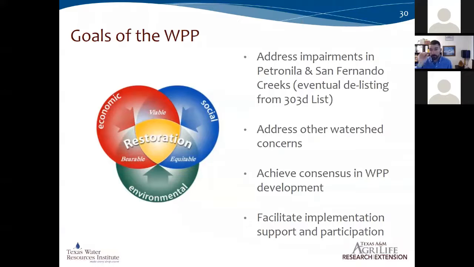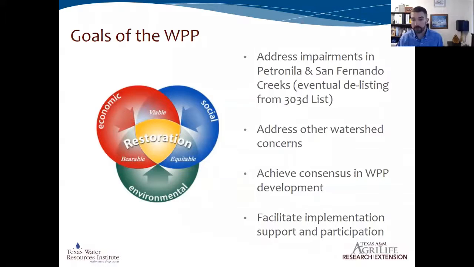The goals of the watershed plan are to address those impairments and other concerns. Ultimately, we would like to achieve a consensus in what gets put into the watershed protection plan. A consensus-based approach has proven time and time again to be more viable in developing a plan than a "I get my way versus you getting your way" type approach that is all too common in the world today. Ultimately, the goal is to come up with a plan that everybody is willing to implement in some capacity, and then be willing to support going forward.